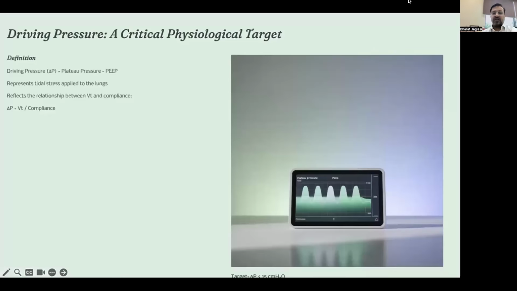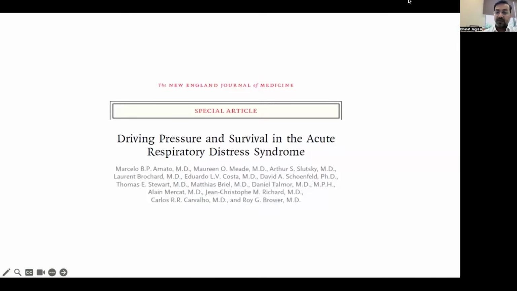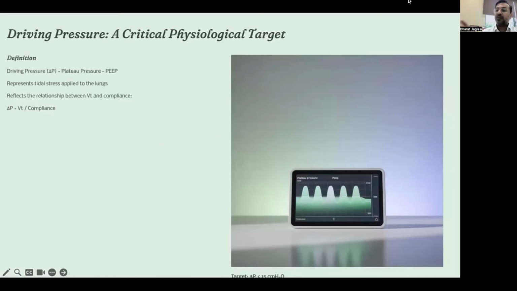Now, driving pressure. It's a critical physiological target, and this was published by Amato in NEJM. This was actually a pooled data analysis of previous studies, so it cannot be compared with prospective trials. What exactly the driving pressure is: it is plateau pressure minus PEEP, and it represents the tidal stress applied to the lung. That is, we apply tidal volume as per the compliance of the lung, and it's a relationship between the tidal volume and the compliance.